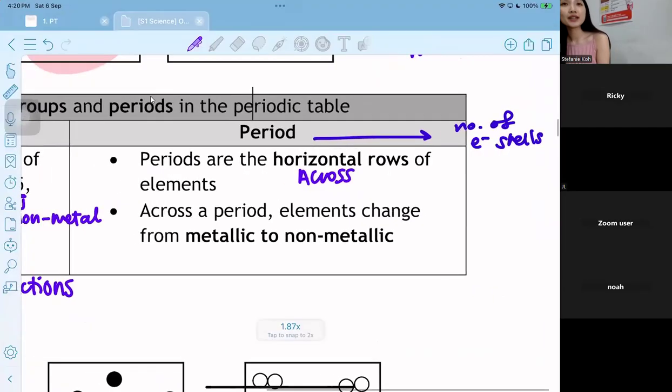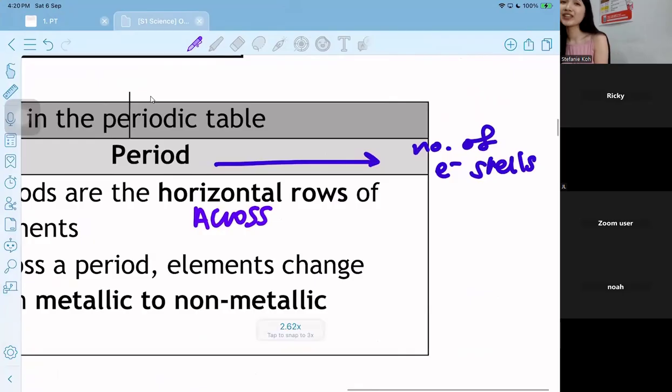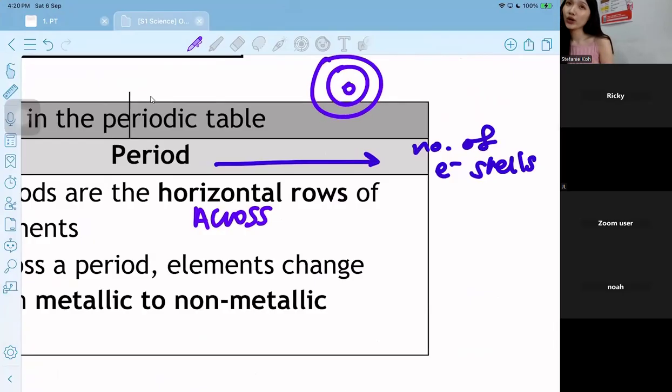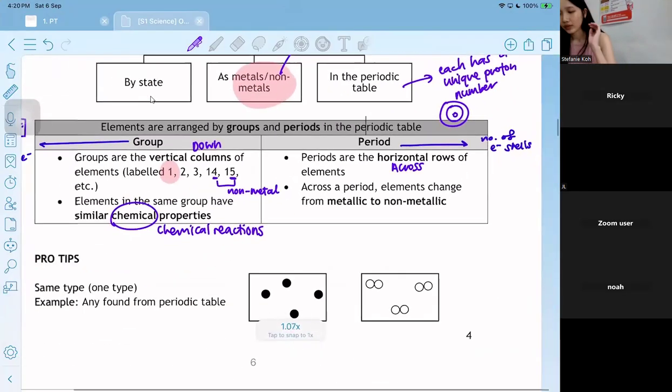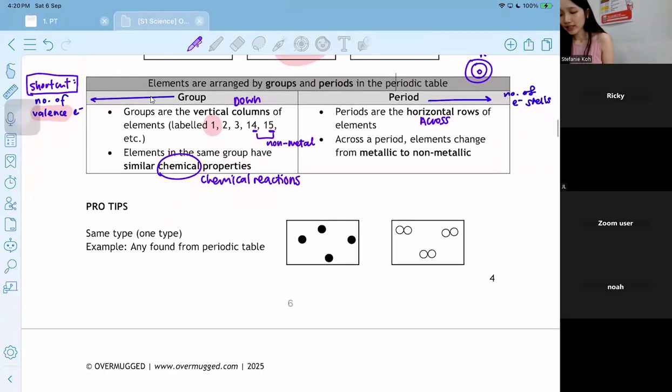For the period number, it also tells you the shortcut, which is the number of electron shells. How many of the circles do you have to draw? If you're in period 3, you will need 3 of the circles when you draw the atom. Okay? So done with that.